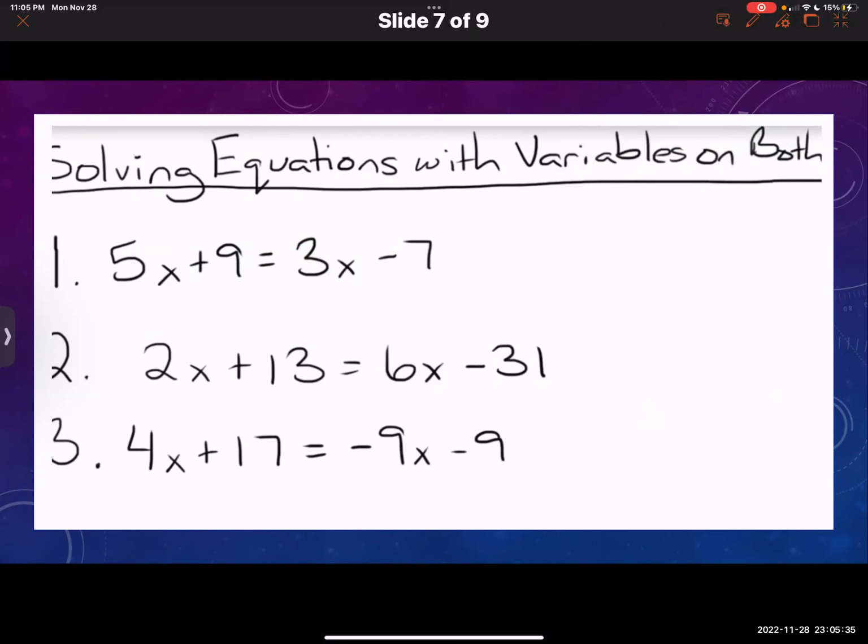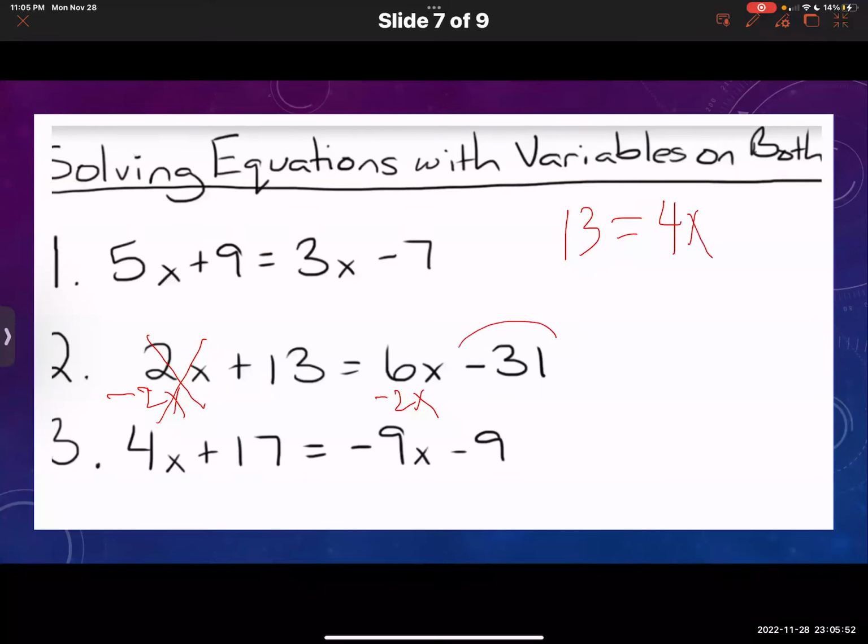Let's try this next problem. So the 6x is more. I'm going to subtract 2x on both sides. All right, 2x leaves. 13 is still there. 6 take away 2 is 4x. This minus 31 is still hanging around.